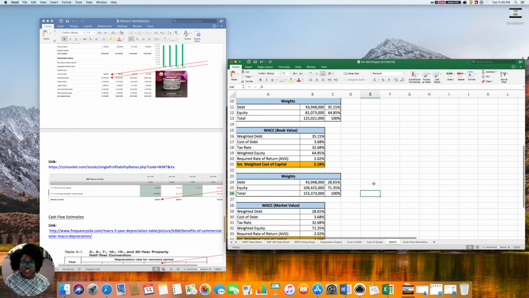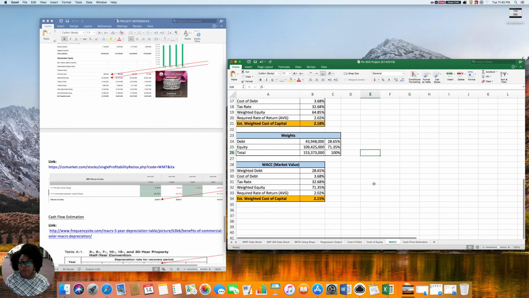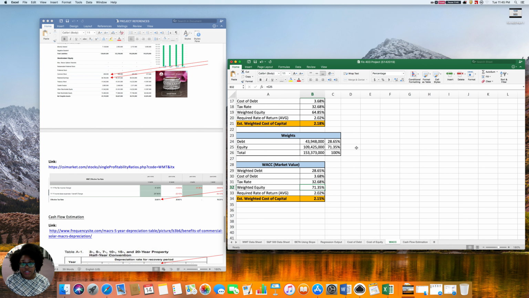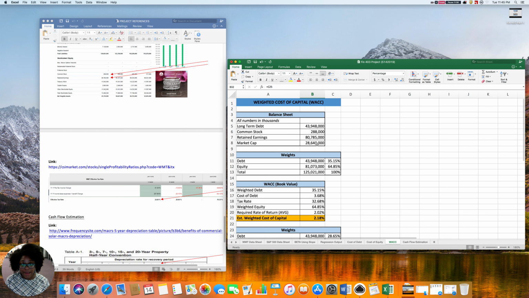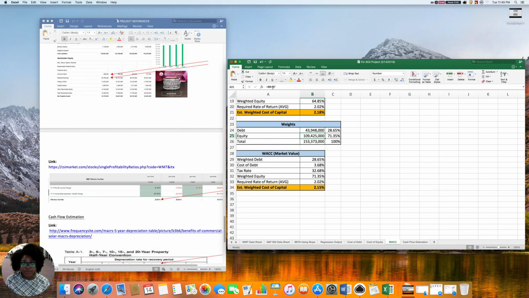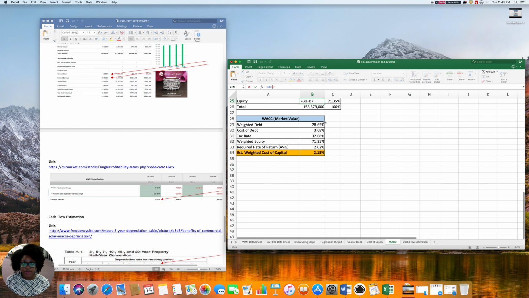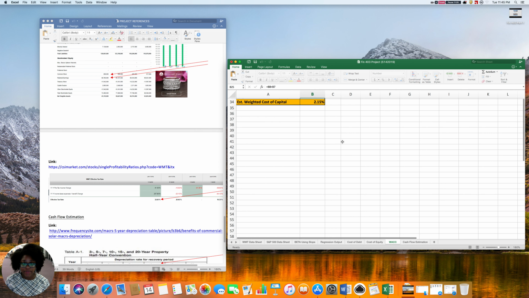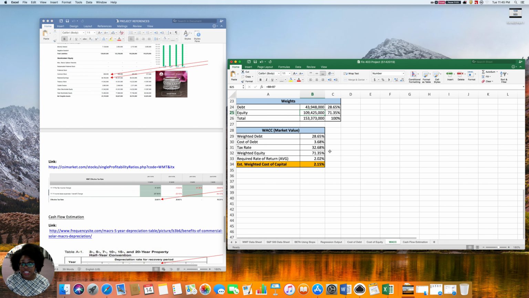All right, so if we keep going down, I did the same thing with market value, but the difference is that I used the long-term debt, but for the equity, I used the market cap. I used the market cap and the retained earnings, and we can go up and see the market cap and the retained earnings for the equity, which made a huge difference. So we see that the equity is 71%.